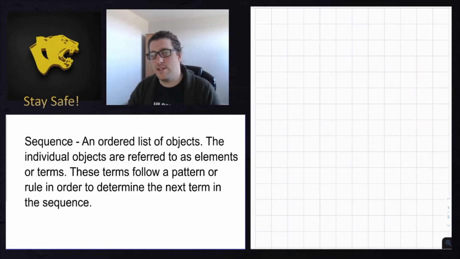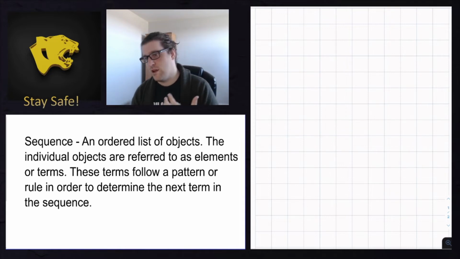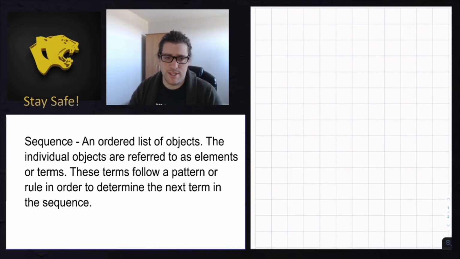So a sequence, and I know you can read, but I'm going to read it anyway. A sequence is an ordered list of objects. The individual objects are referred to as elements or terms. These terms follow a pattern or rule in order to determine the next term in the sequence. You've probably bumped into a whole lot of these that were just games somewhere along the way. So it's basically just an ordered list of objects that follow some sort of pattern or rule. Anyway, that's all the sequence is.